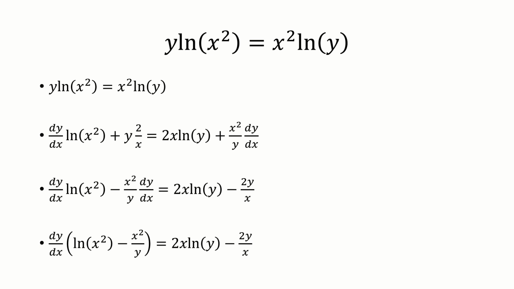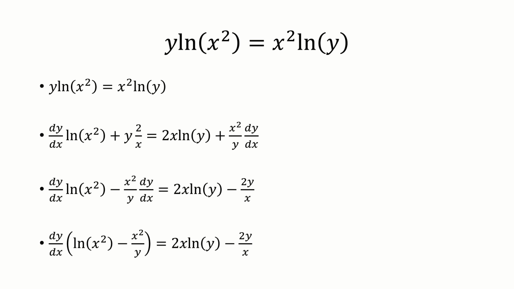And so the left side's done, and then we take the derivative of the right side, which again you have to use product rule. The derivative of x squared is 2x, and then we multiply that by natural log y. And then the derivative of natural log y is just 1 over y times dy over dx. So together we get 2x natural log y plus x squared over y times dy over dx.